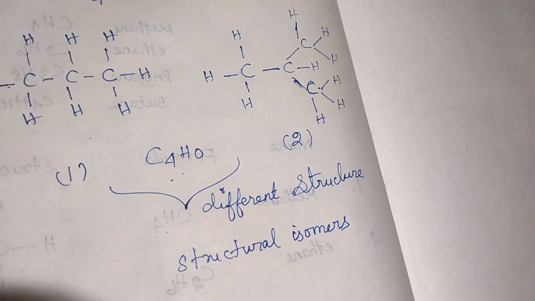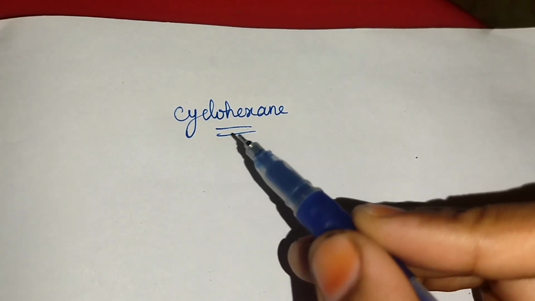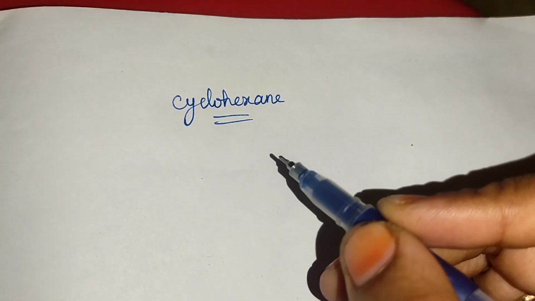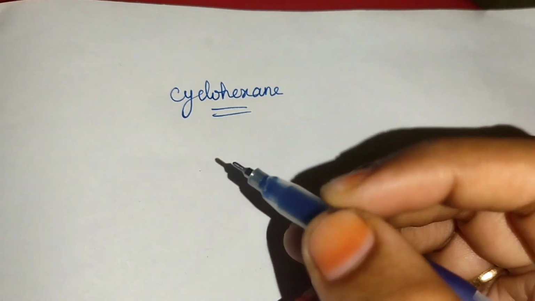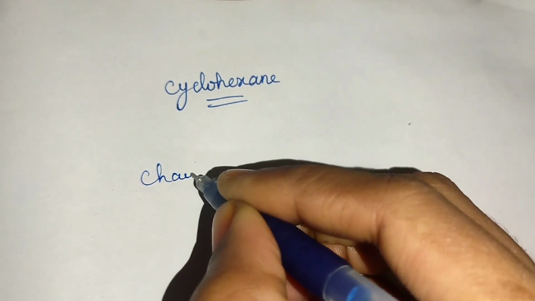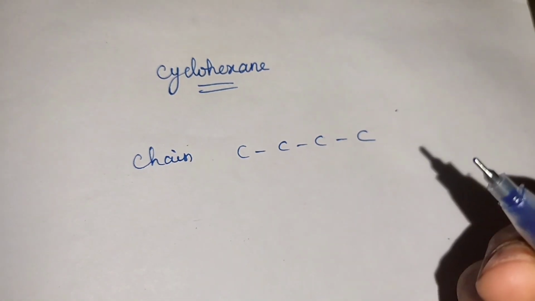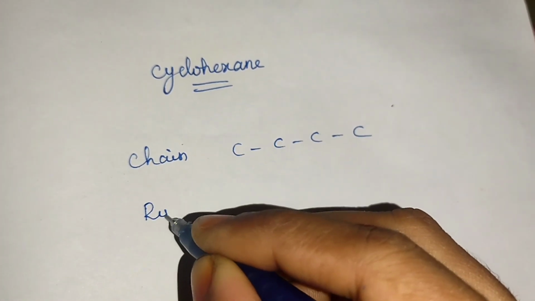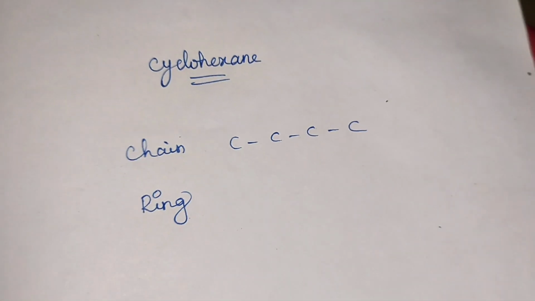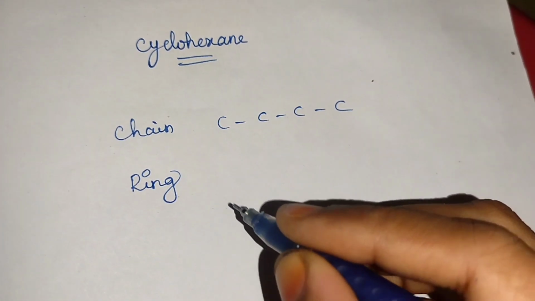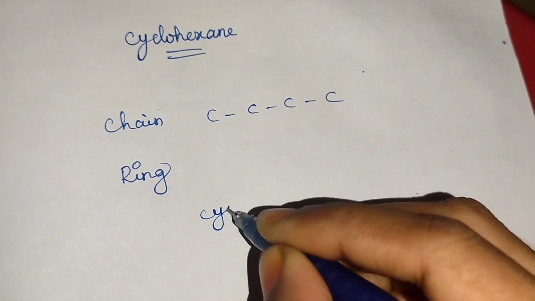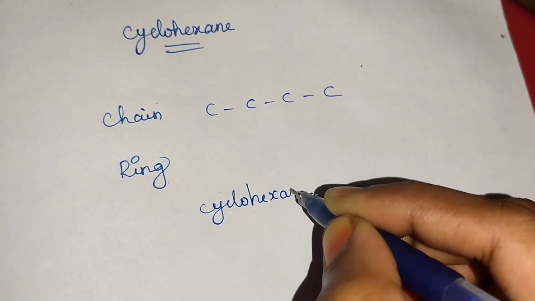Okay. Now we are going to see about cyclohexane. Why are we seeing cyclohexane here? Not all carbon compounds are in the form of chain formation. Chain formation means just like we saw, but also some compounds will be in a ring-like structure. For example, we are going to see about cyclohexane. What is the formula for cyclohexane?